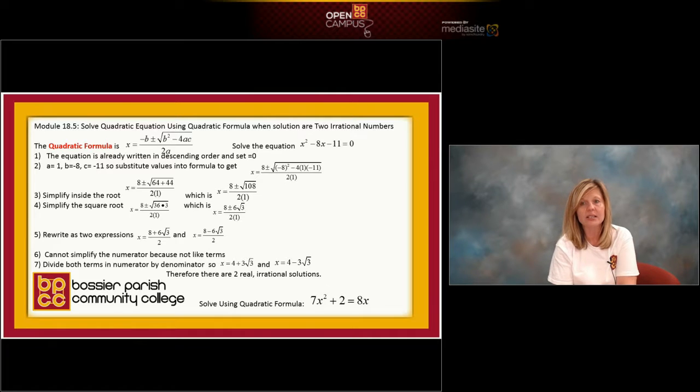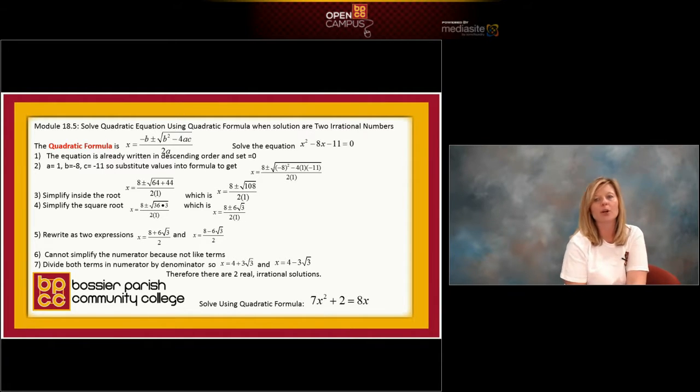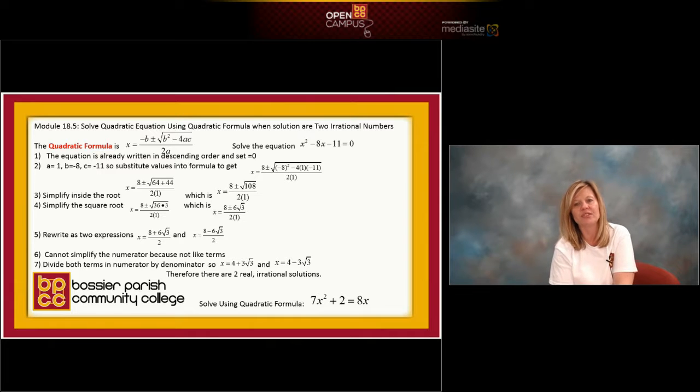Again, it's already written in descending order. It's already set equal to 0. So I just need my three values. A is always in front of x squared. It's understood to be 1. B is in front of x. It's negative 8. C is your constant. It's negative 11. So now I'm going to rewrite my formula with these values.